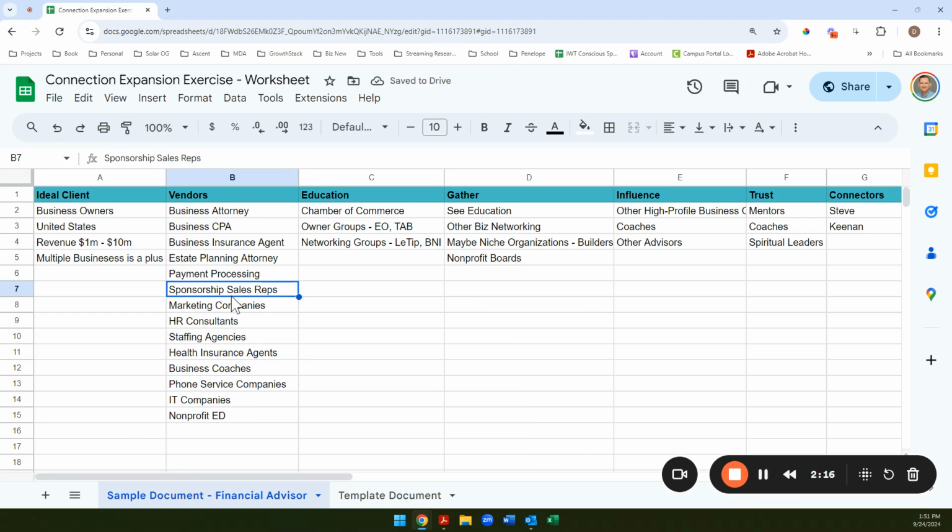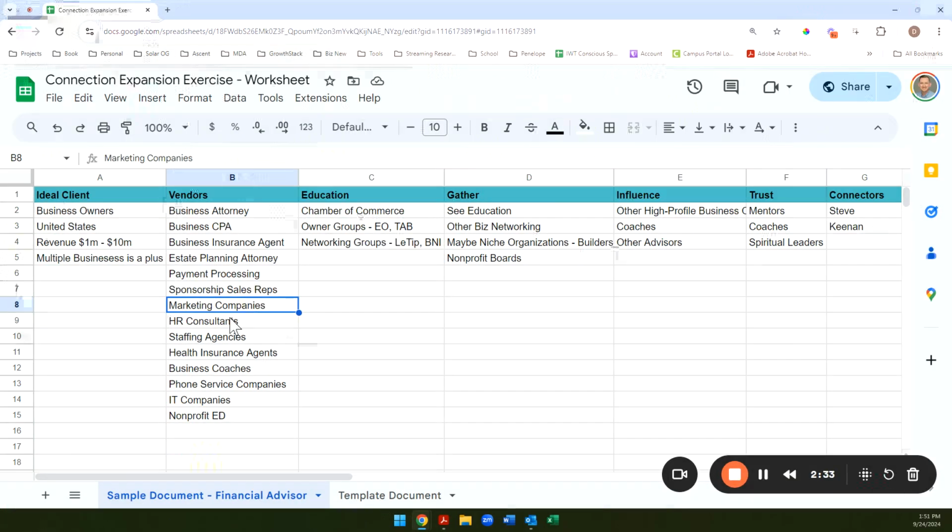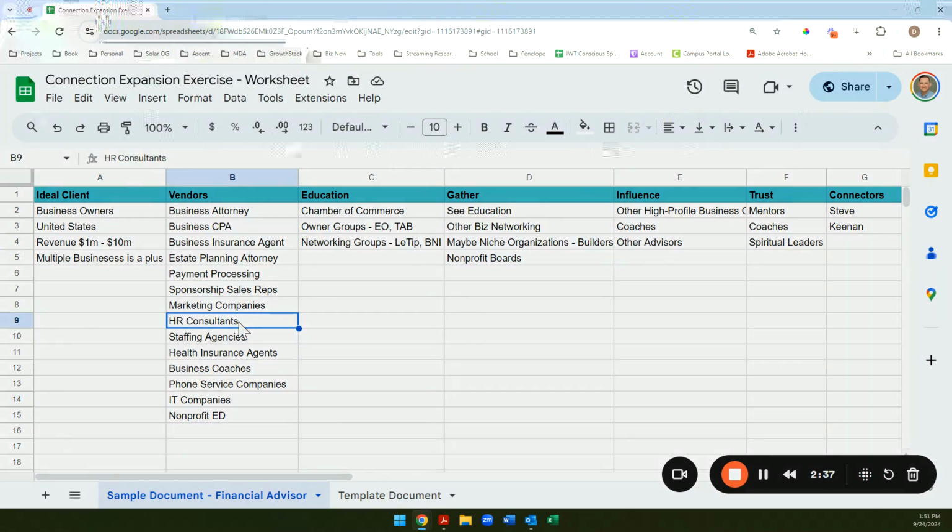I love sponsorship sales reps because they're targeting business owners with money to write checks. And they typically can tell you like, hey, this business owner writes a 50, 100, whatever, however big the check is. And it lets you know like, okay, hey, if they're spending money, typically it qualifies their revenue. Marketing agencies are great because again, they know which clients are spending money on more advanced marketing services or care more about their marketing. HR consultants are good.